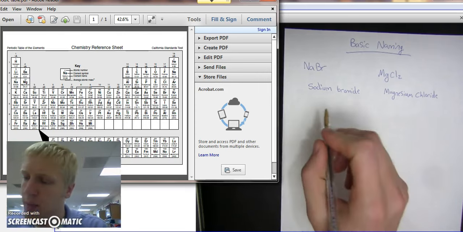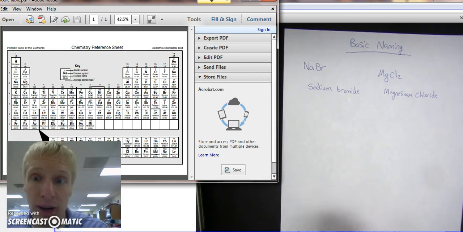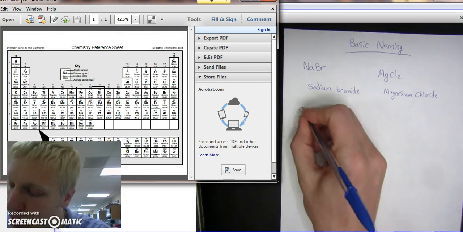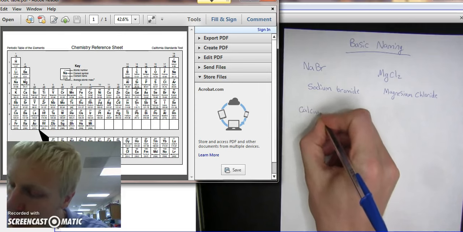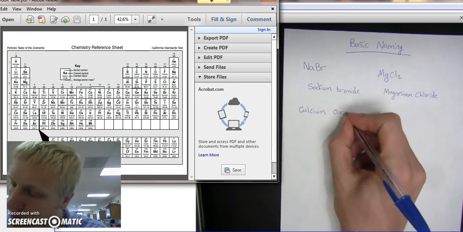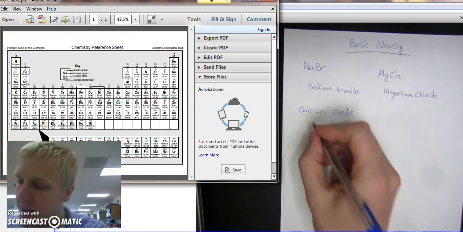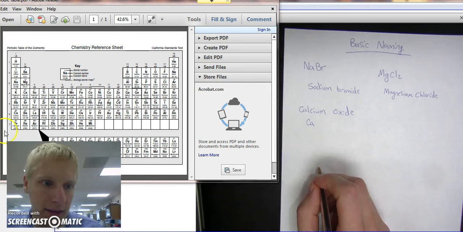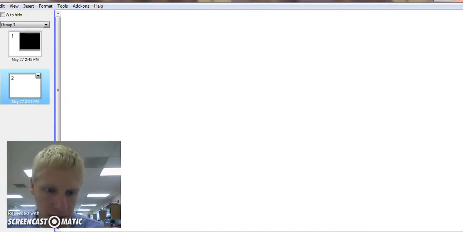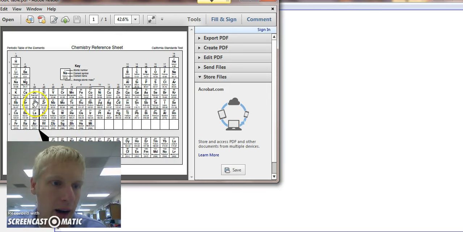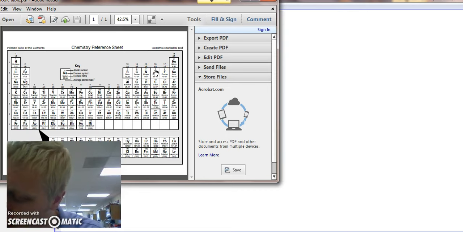Now I want to do some examples where you're given the actual name and you have to write the formula. This is a little trickier, but not too bad once you get the hang of it. So let's do an example, say calcium oxide. The element symbol for calcium is Ca. Ca is right here, and oxygen is right there, so that's O.